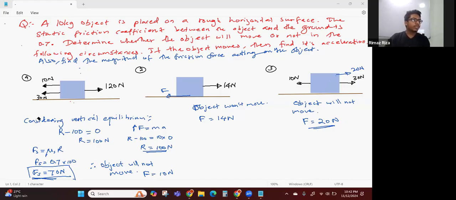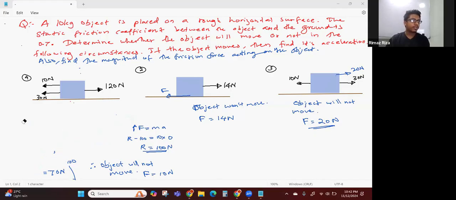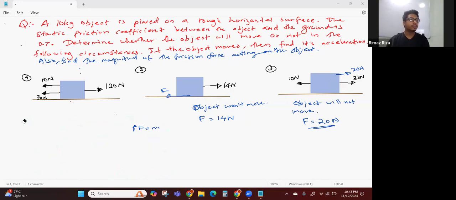Okay, do the fourth question. The first thing is you have to identify whether the object will move or not, and then the magnitude of the friction force on the object.